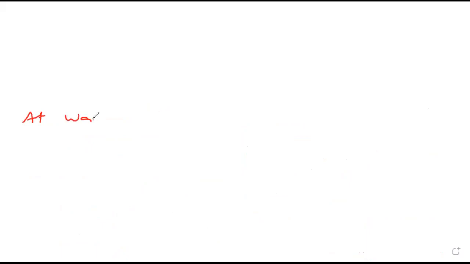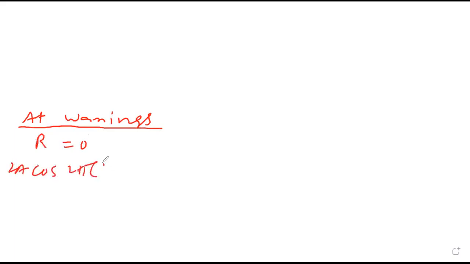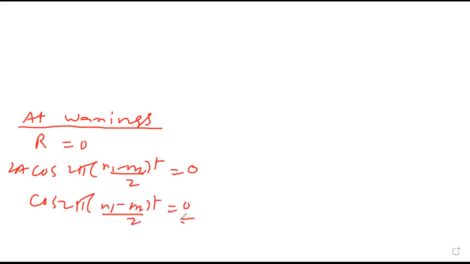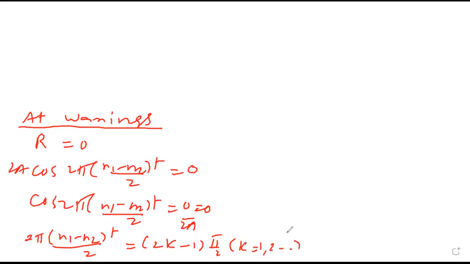At wanings the resultant is 0. That is, 2a cos 2 pi (n1 minus n2) t upon 2 should be 0. So cos of 2 pi (n1 minus n2) t upon 2 is 0 upon 2a, which is 0. That means the angle associated with cos must be an odd multiple of pi by 2, where k is 1, 2, and so on. Now pi and 2 you can cancel.